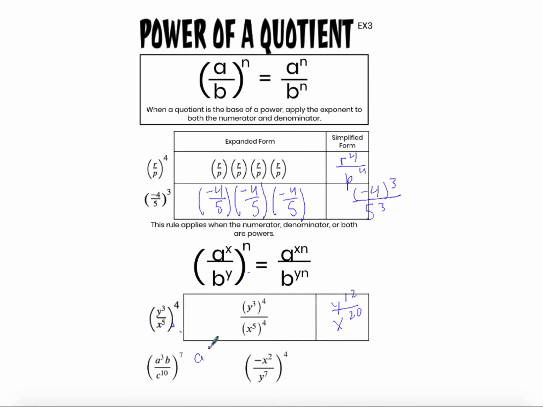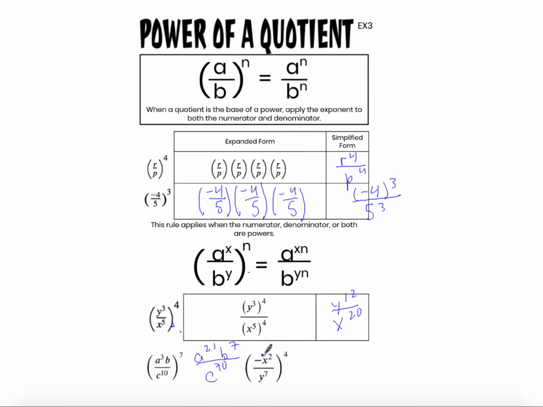Here we'll go ahead and just apply the power rule both to the numerator and the denominator. That gives me a to the 21st, so 3 times 7, a to the 21st, b to the 7th, divided by c to the 10 times 7, c to the 70th. So power rule to each factor in the numerator and the denominator.